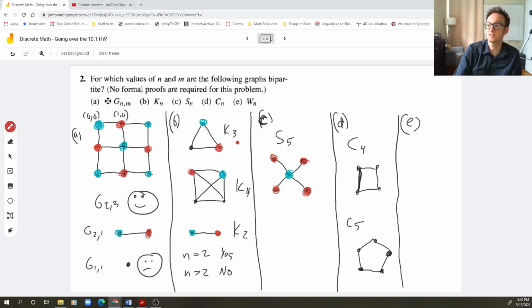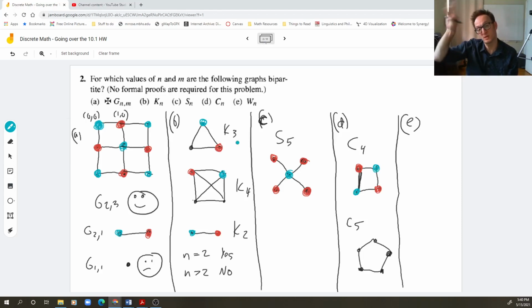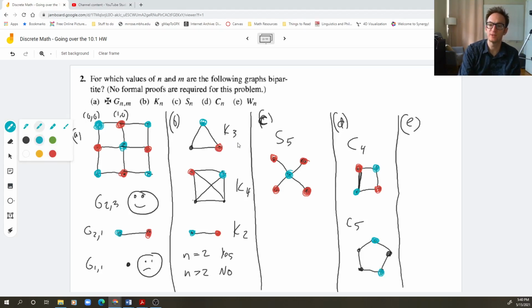Okay, so is this bipartite? Well, yeah, this one is, because you can color every other. Just start at one vertex, give it some color, and then go around swapping colors. Because you have an even number of vertices, it's all going to match up perfectly. Whereas if you try to do that over here, you're going to get blue, red, blue, and then you're stuck, right? There's just no way to finish this off.